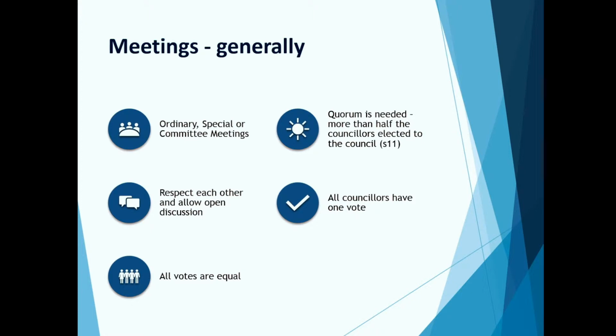At any council meeting, it is important that councillors treat each other respectfully and allow for open discussion. Councillors must remember that all councillors have only one vote and that all votes are equal, and this includes the Mayor. For a council meeting to proceed, a quorum is needed. That is, more than half the councillors elected to council need to be present.